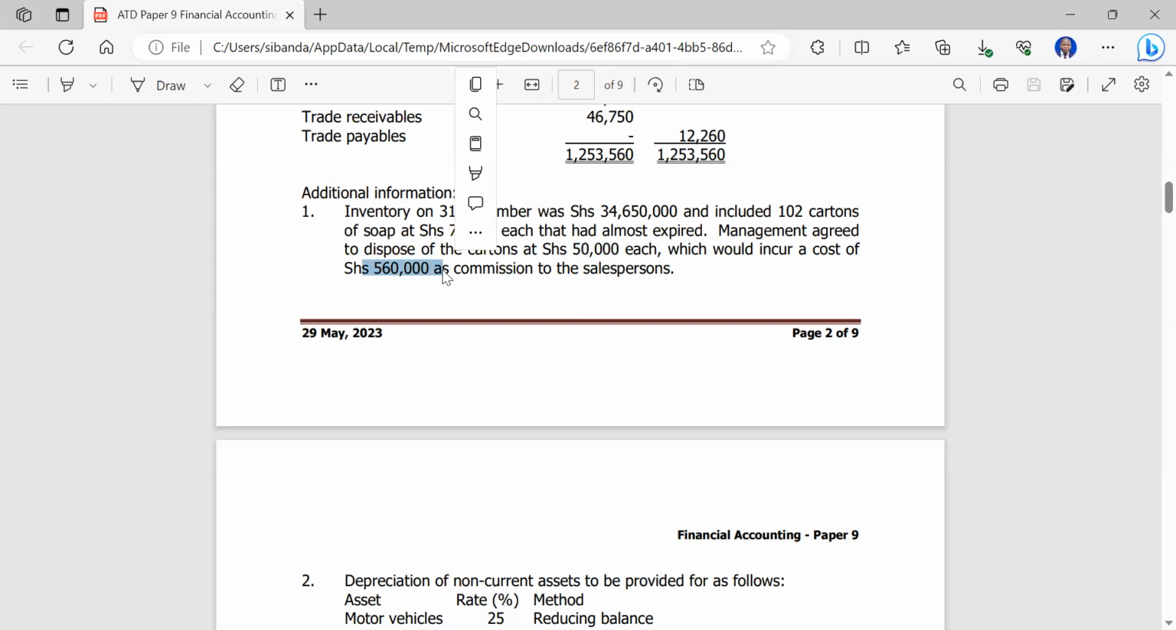560,000 to the salesperson. Now, here we have what we call that the examiner is testing us on IAS 2, which is to do with inventory valuation. IAS 2 says that we value inventory at the lower of cost and net realizable value. So it means that if you have the cost higher than the net realizable value, then you go on to reduce that inventory.